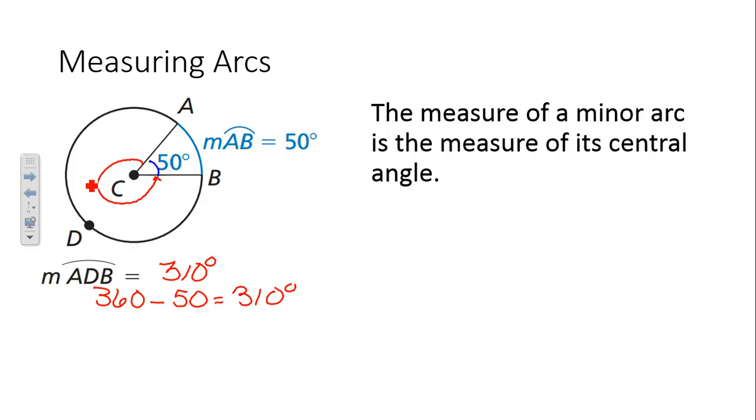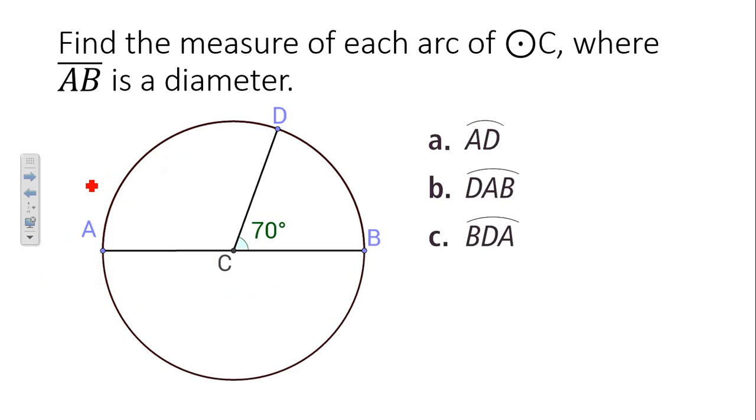Okay. All right. So now we have circle C. Remember this symbol we introduced yesterday? That's the circle symbol, a circle with a dot in the middle, a center in the middle. Circle C has AB as its diameter. So AB goes through the center. It's a chord that goes through the center. And we want to know what is the measure of each of these arcs.